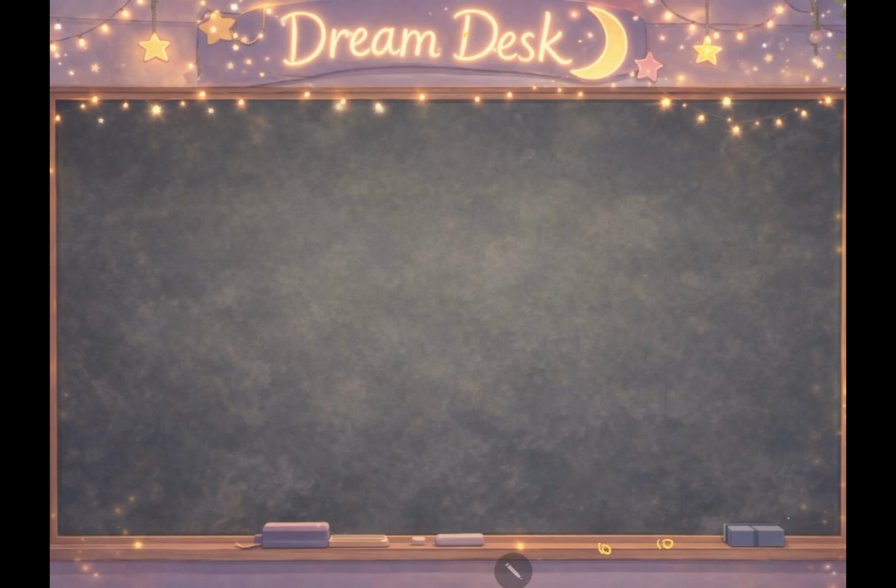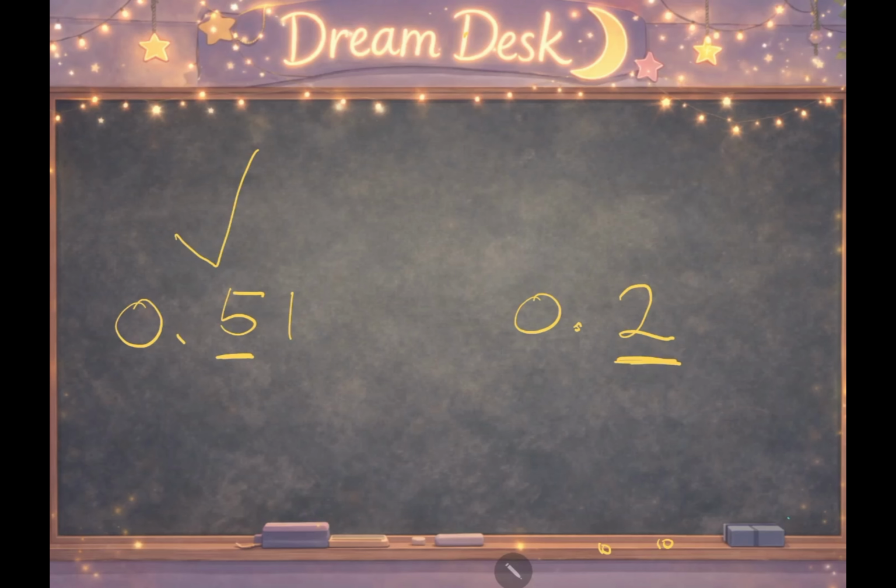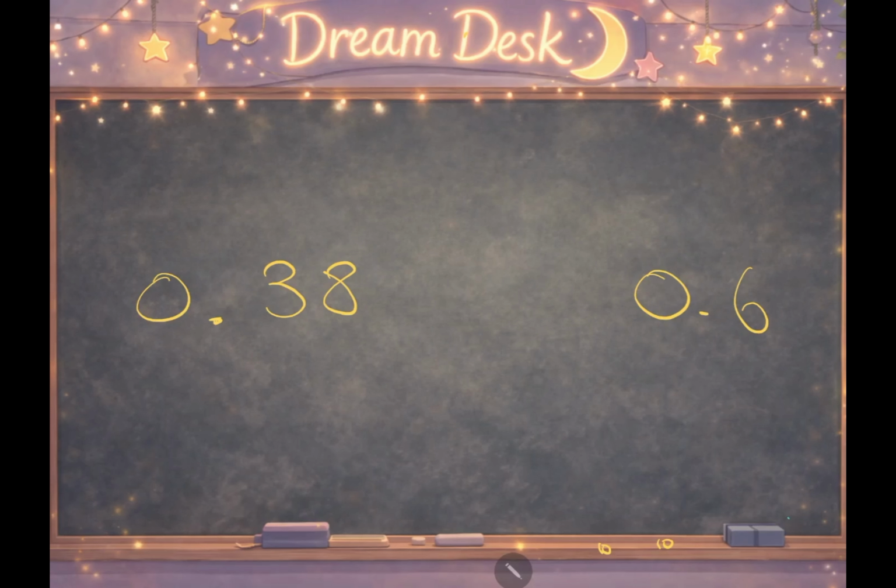Now let's check your understanding. Which decimal is bigger? 0.51 or 0.2? Yes, you're right. 0.51 is bigger because we have 5 in the tenth place, and here we only have 2 in the tenth place. Which decimal is bigger? 0.38 or 0.6? That's right, 0.6 is bigger because we have 6 in the tenth place and we only have 3 in the tenth place here.